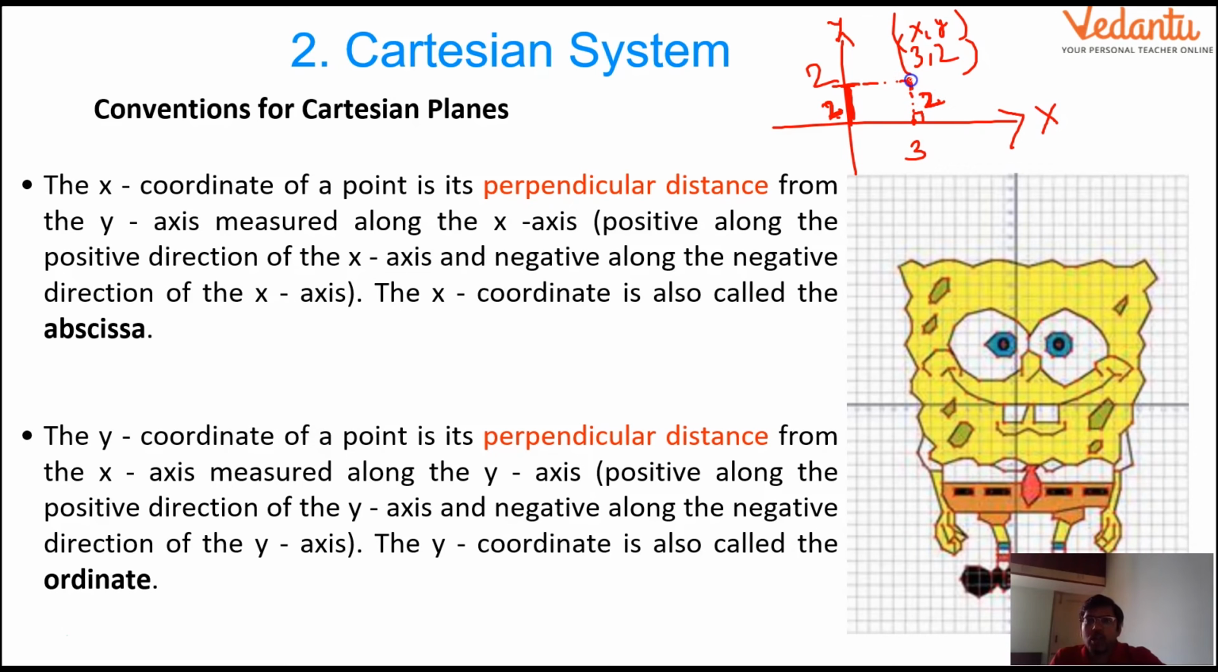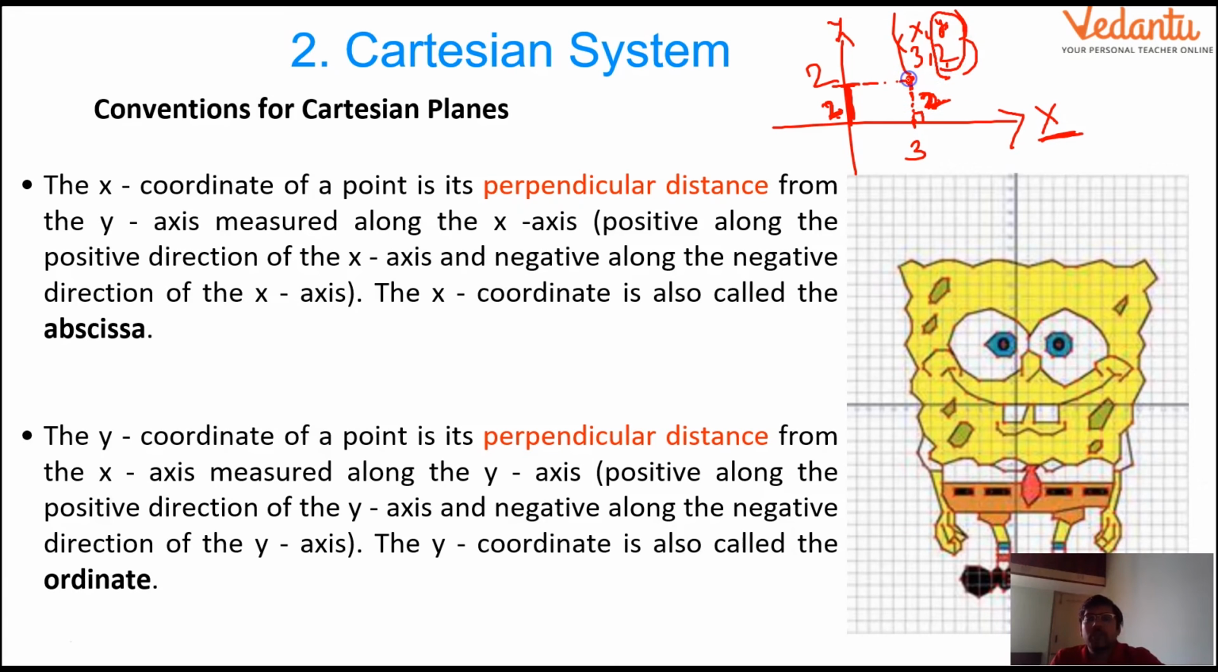So what I want to tell you is that from this point, if I draw a perpendicular on the x-axis, the length of this perpendicular is the y coordinate. Vice versa, from this point, if I draw a perpendicular to the x-axis, the distance, the length, the measurement which I will get is the value of the y coordinate.